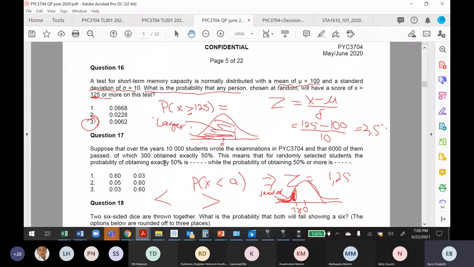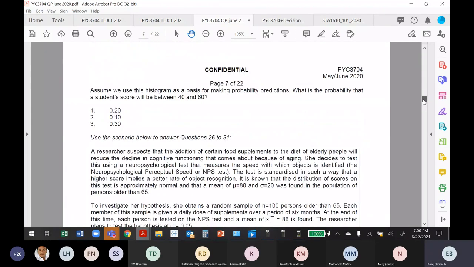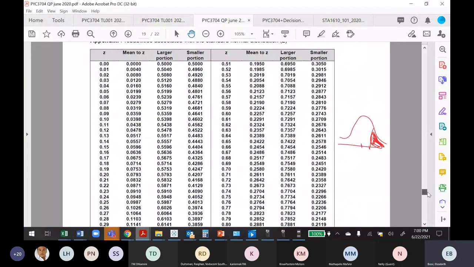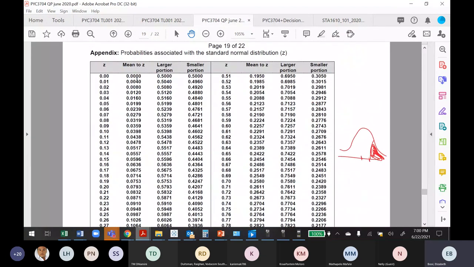So, this says you need to calculate the probability of exactly. This means obtaining the probability of more than. You use the same. Exactly, it will mean when you go to the table. Remember, the table has three columns. It has mean to Z, a larger portion, and smaller portion. Mean to Z will be the probability of exactly. This will be the probability, then you can use for more than, less than, whichever one.